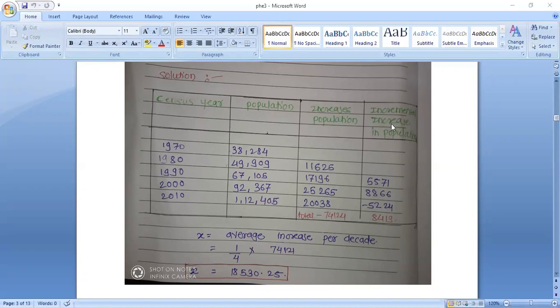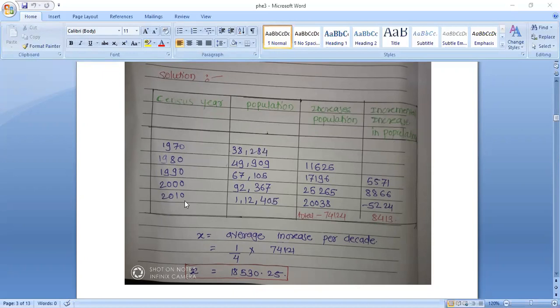Now, the next column is incremental increase in population. After finding the increase in population, we have to find the incremental increase in population. Now see how we can find the incremental increase in population. For finding the incremental increase in population, first see the table of increase in population.